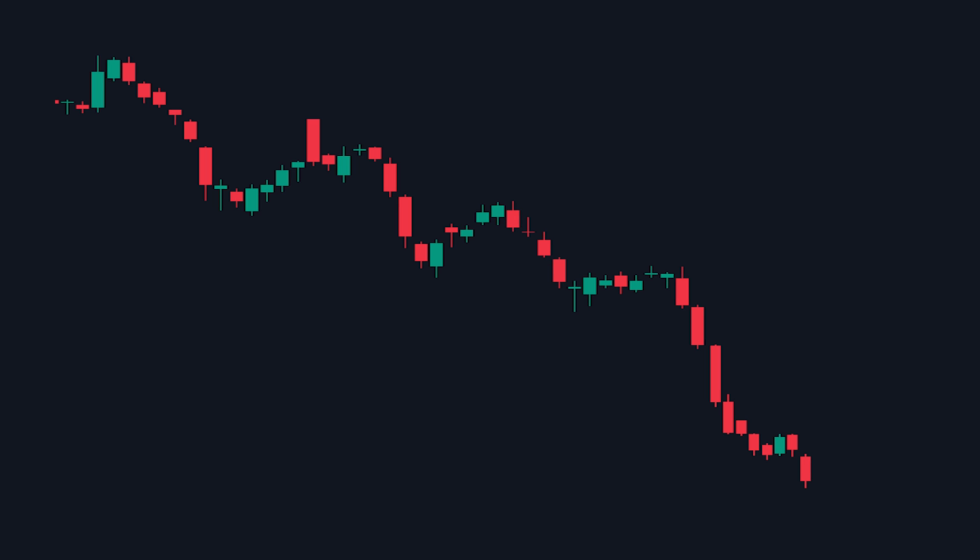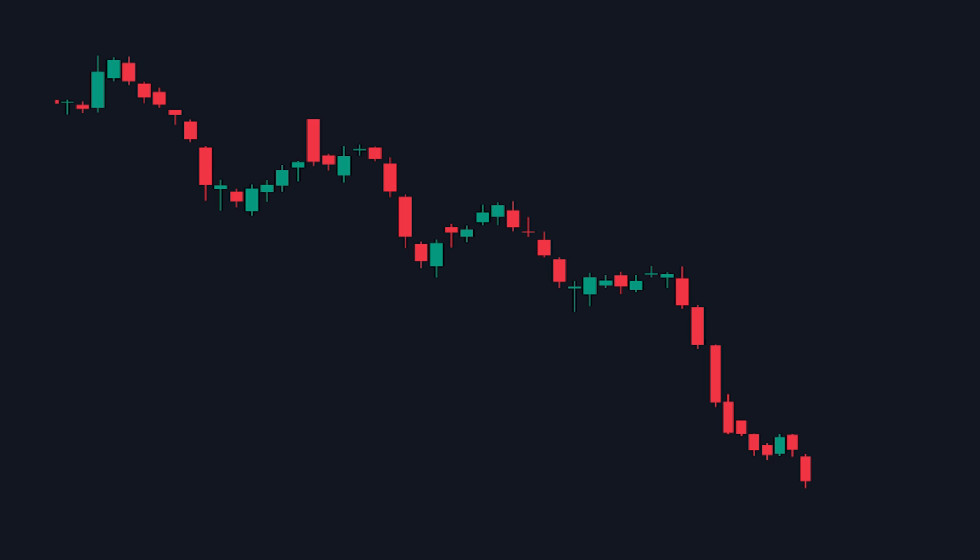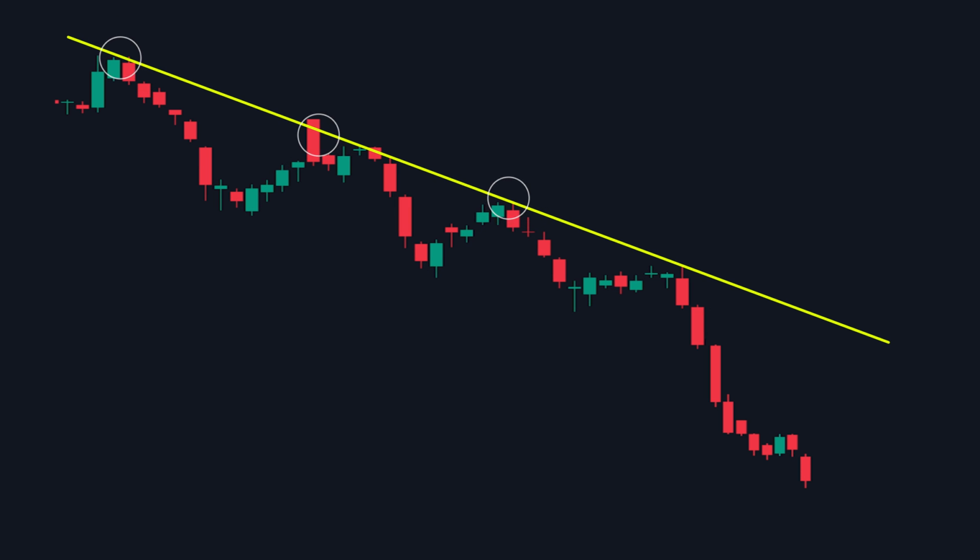Sure, let's check another example. We can follow the same steps as before, but this time we will also use multiple time frames. Now, let's see how it works. This is the daily time frame, and the market is currently in a downtrend. We have drawn a trend line by connecting these points, and we also have a support level here. After the breakout, this support level has now turned into resistance.